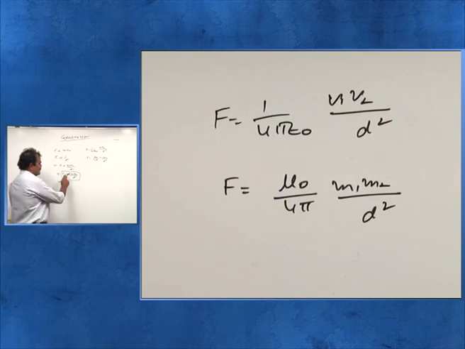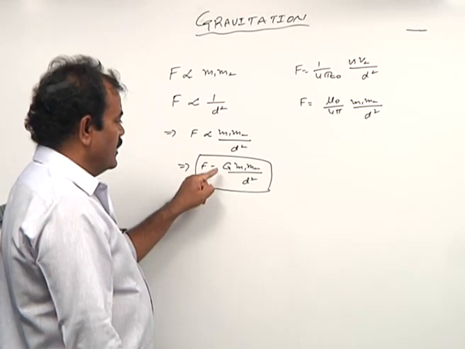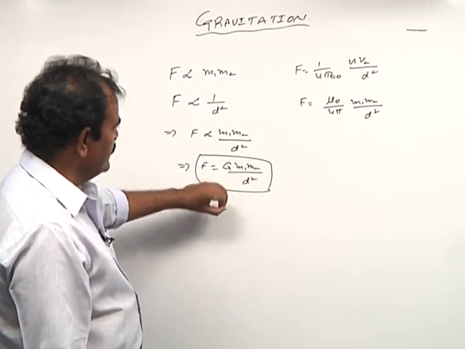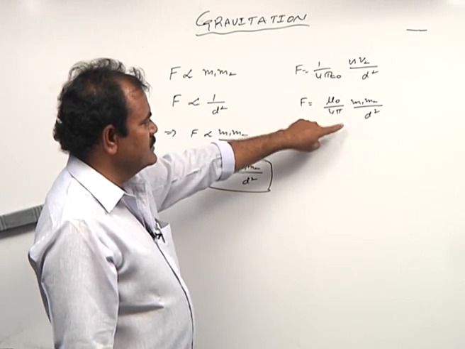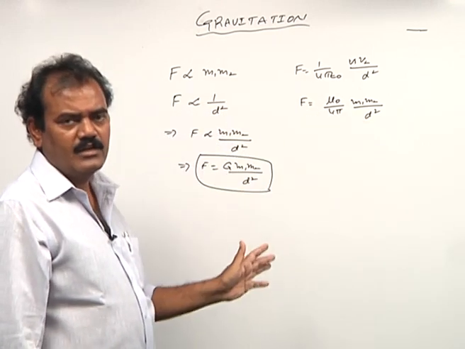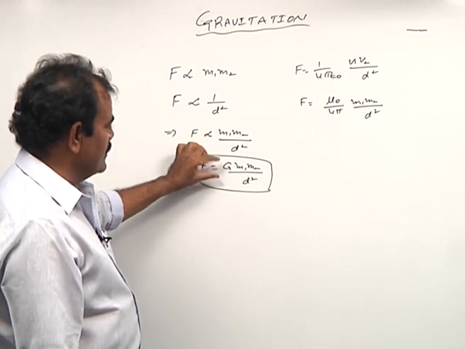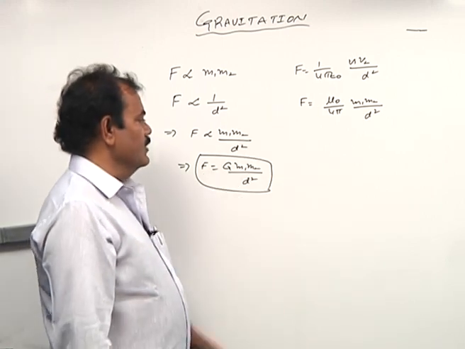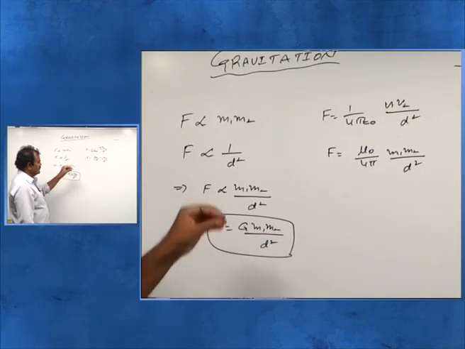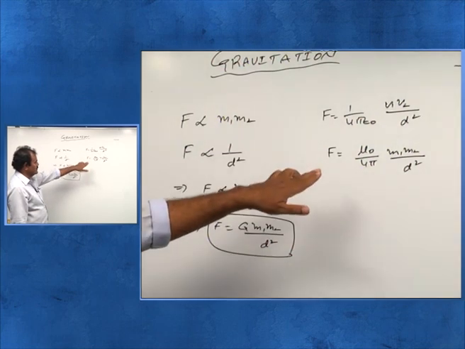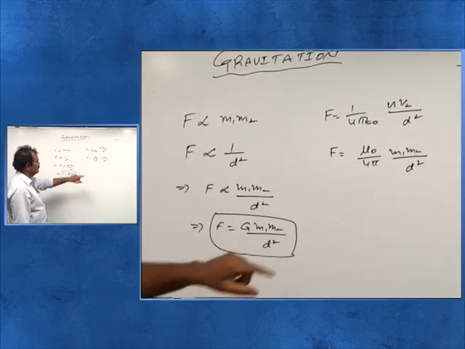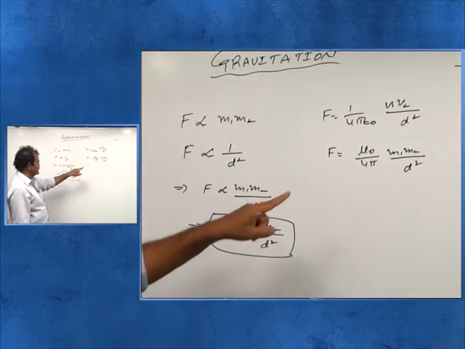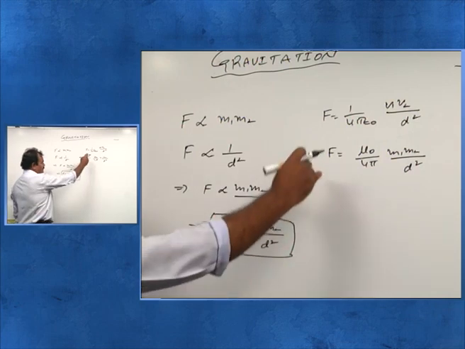Now you can observe that capital G is a constant. Even though all these are inverse square laws, coming in gravitation, electrostatics and magnetism, the gravitational inverse square law is separated from the other two laws. First of all, the common feature in all of them is that they are inversely proportional to the square of the distance between them. But here it is separated from the other two laws.